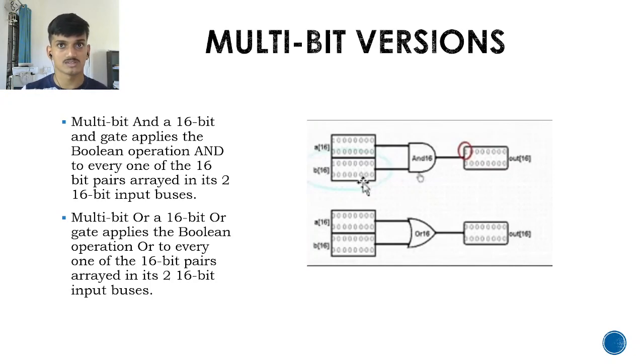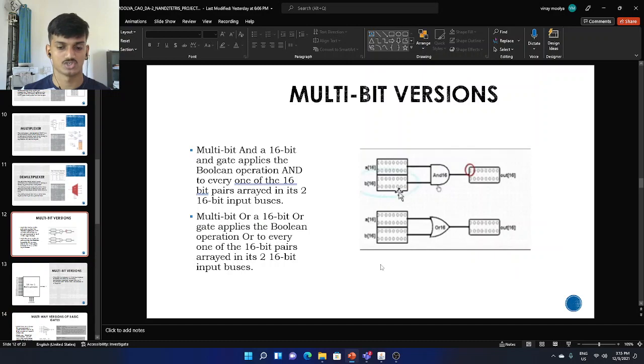So what happens is, in a normal AND and OR gate, the operation was applied on a single bit. Here, the AND operation or the OR operation is applied to a stream of 16 bits. All the bits have these Boolean operations applied and are checked for implementation. So this is the pictorial representation of an AND16 and an OR16. Let's go to the implementation of an AND16 and an OR16.